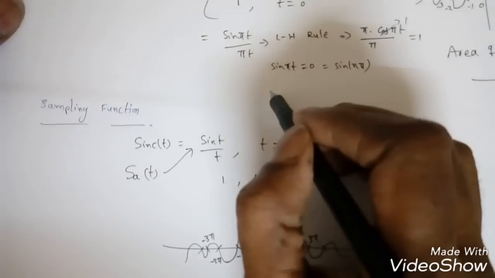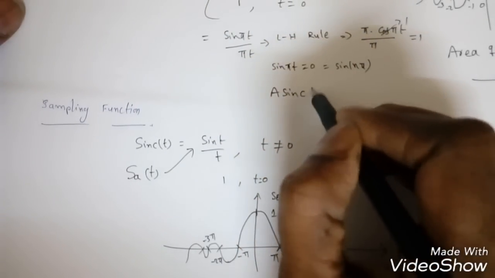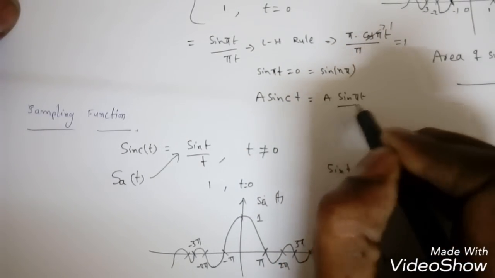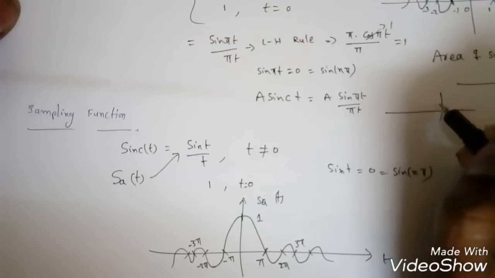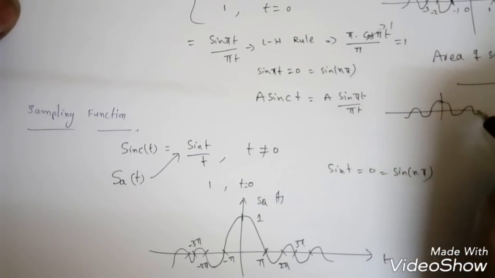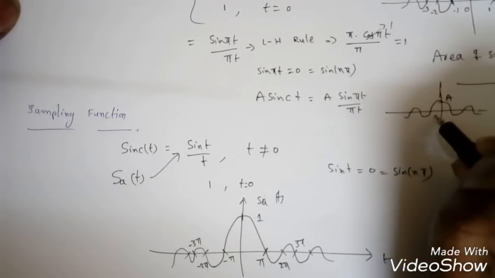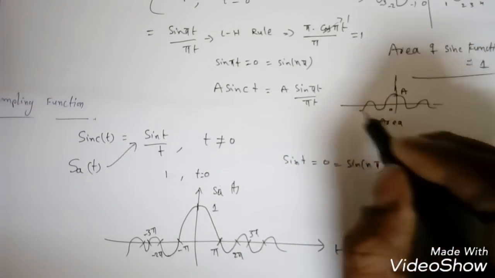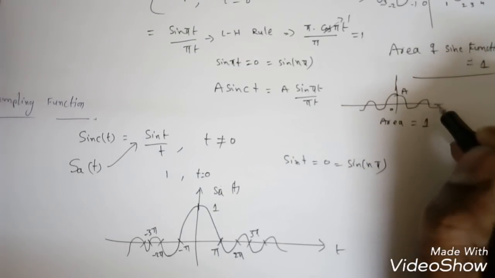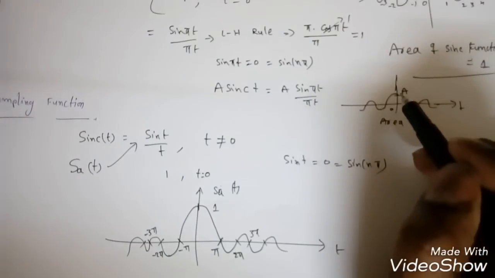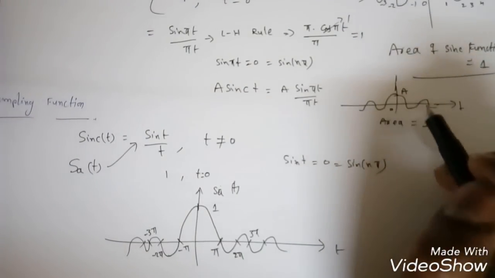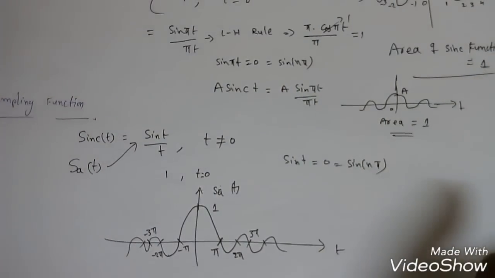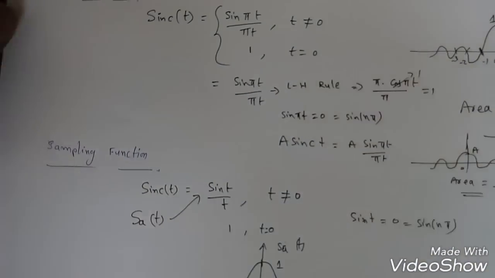Suppose someone asks you to draw A sinc t, right? So it will become A into sin pi t by pi t. So the graph will remain the same like this only, but the amplitude will become A at 0, and the area will never change in the sinc function. Area is always 1 only. So the amplitude will become A at 0 only, otherwise the area will be 1 only, right? So this is about the sinc function and sampling functions.